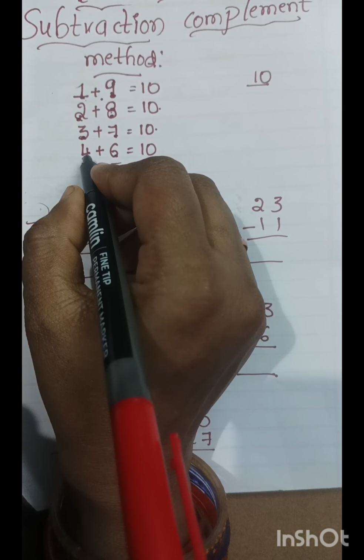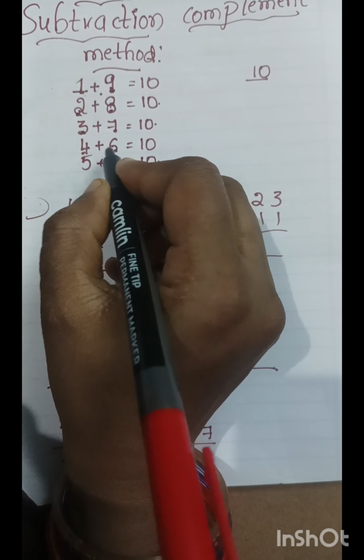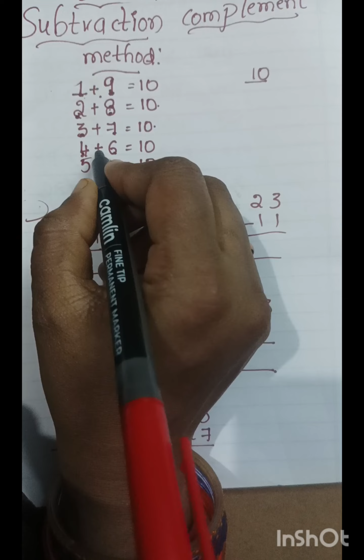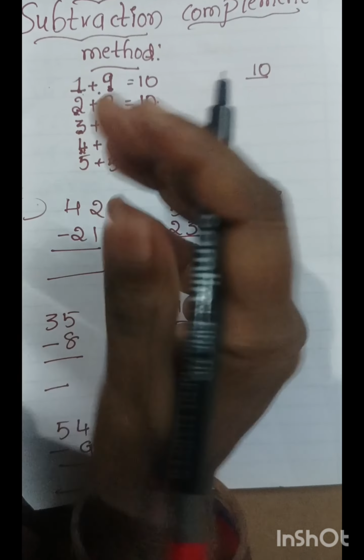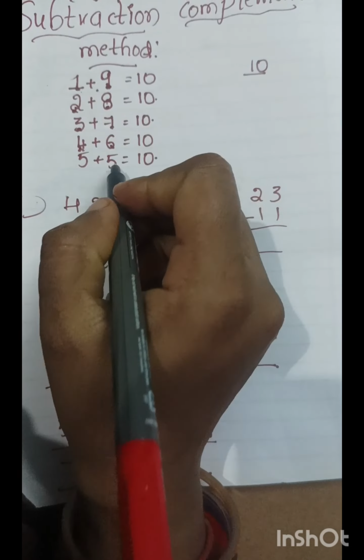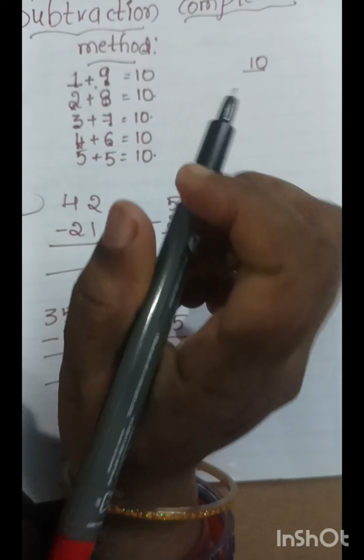If you close 4 fingers, how many fingers are open? 6. So the complement for 4 is 6 and the complement for 6 is 4 only. If you close 5 fingers, the remaining fingers are 5 only. So the complement for 5 is 5.